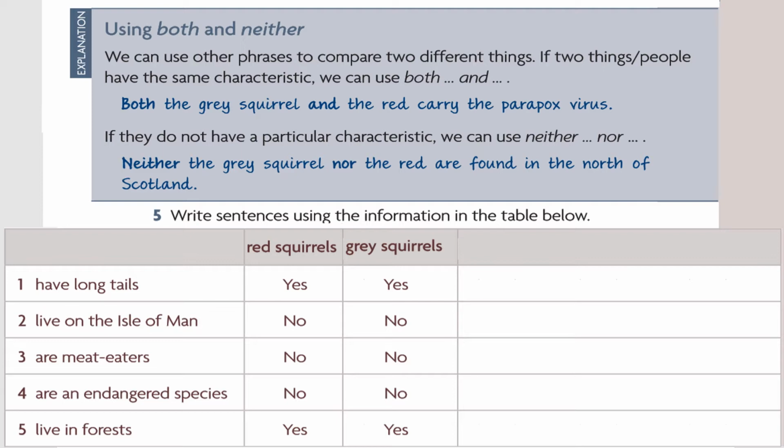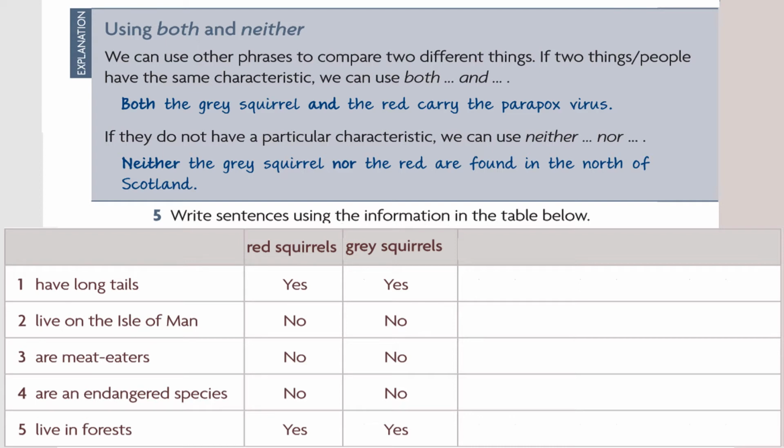Now look at the table in exercise number 5 and read it carefully. See how the sentences are written. If we have yes in both the columns, we'll write an affirmative sentence. If we have no, we'll write a negative sentence. Let's get started. Number 1.